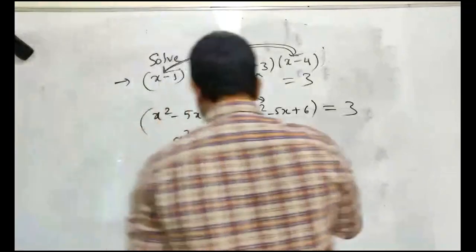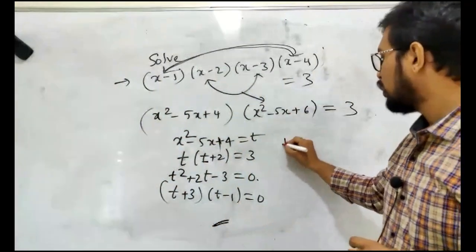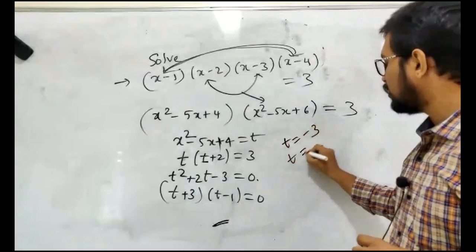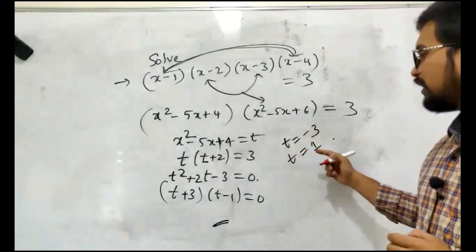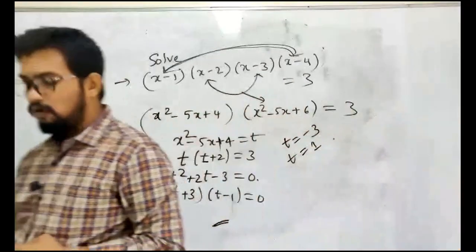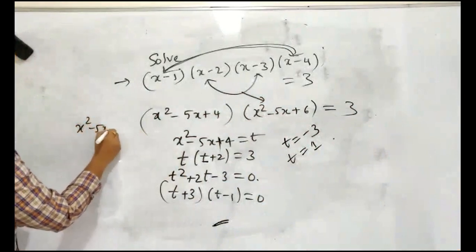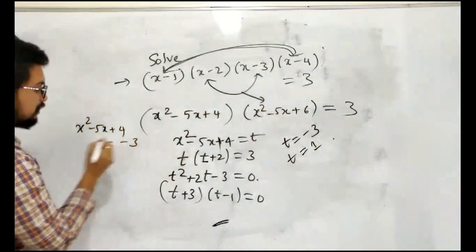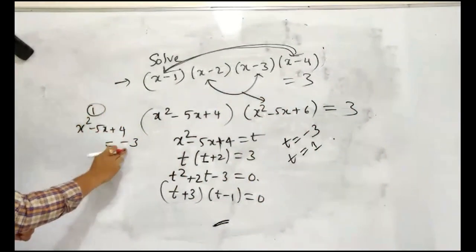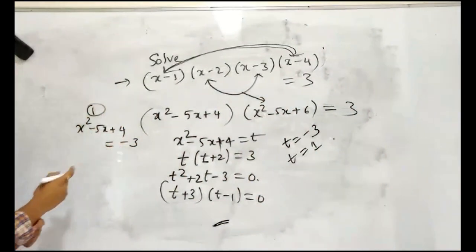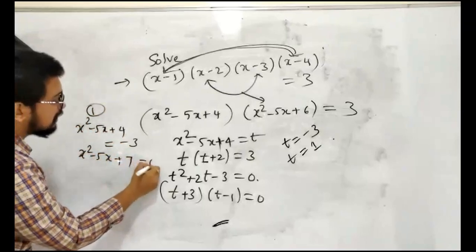So t is equal to minus 3 or t is equal to 1. Now what if t is equal to minus 3? First case, I'll take x square minus 5x plus 4 is equal to minus 3. So you'll get x square minus 5x plus 7 is equal to 0.